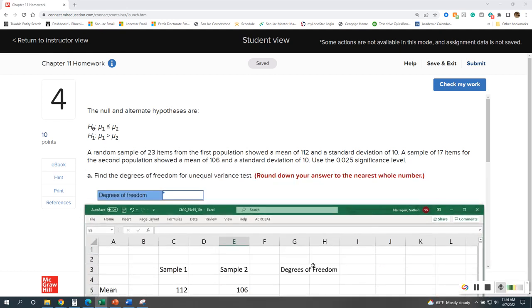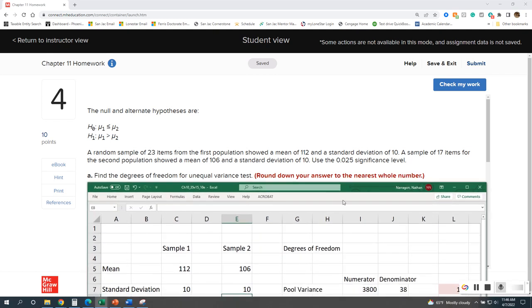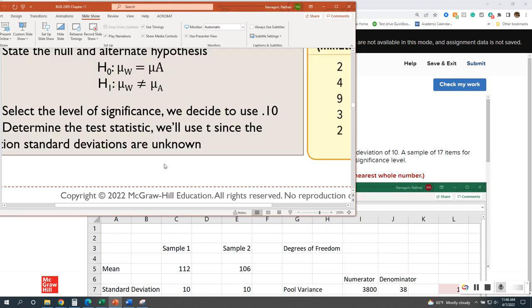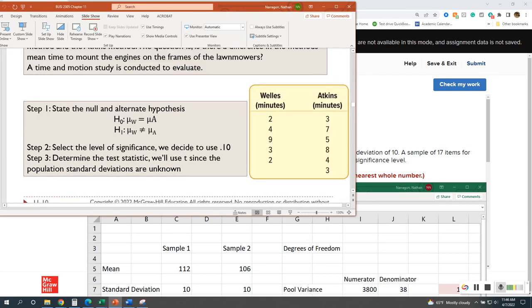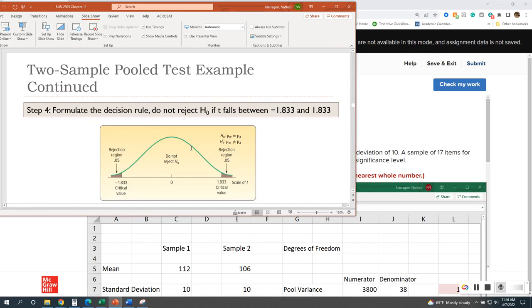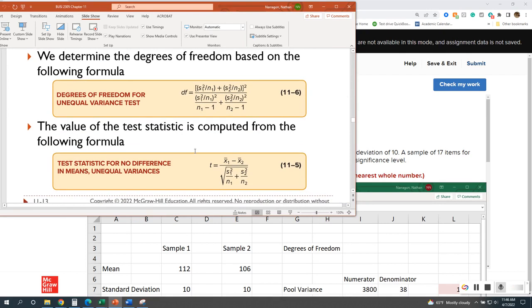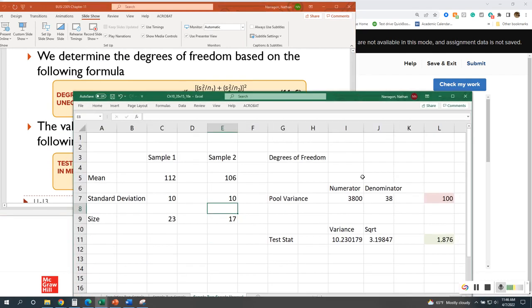So the first thing that we have to do is compute the formula for degrees of freedom. Let's go look at our PowerPoint. We may have to zoom out just so that we can see it a little bit better. And here's our unequal. So it does change. Look at the test statistic. Notice that we don't really have a pool now. It changes just a little bit, so that means our formulas will end up changing.